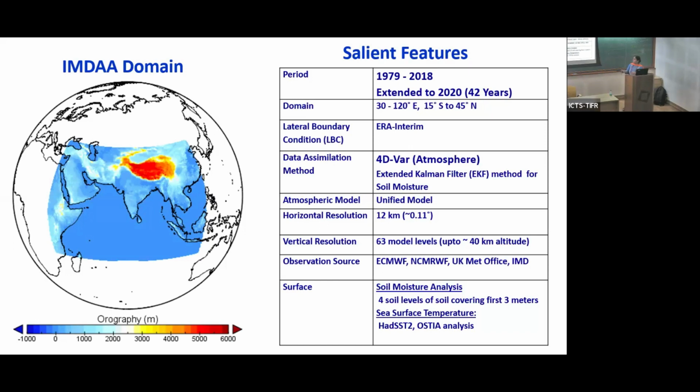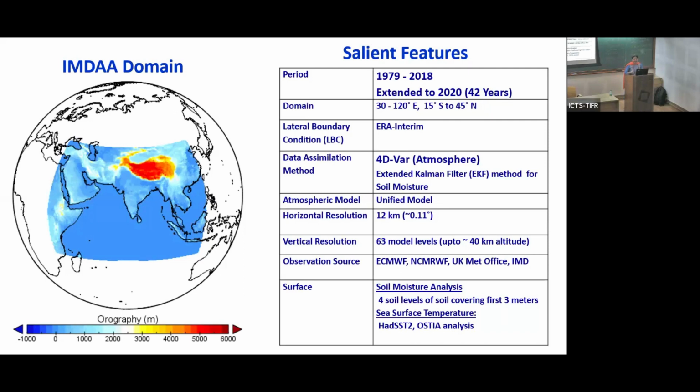These are mainly the observation sources, mainly from ECMWF, then IMD, and we have used some of the data from NCMRWF and the UK Met Office. And if you see the surface soil moisture analysis, we have 4 soil levels covering the first 3 meters in depth. And for sea surface temperature, we used the HadSST2 and OSTIA analysis.